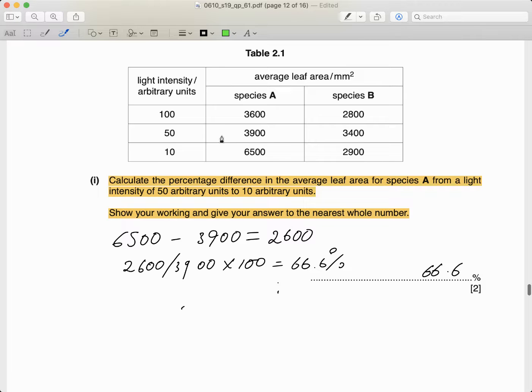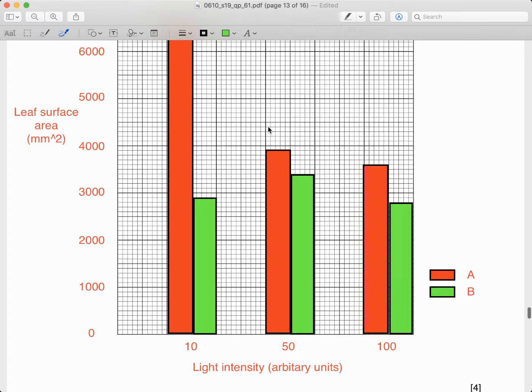Speaking of the axes, we always plot the independent variable on the x-axis and the dependent variable on the y-axis. You should be familiar with those terms: the dependent variable is what we are measuring. In this case, we're measuring the leaf area in millimeter squared, whereas the x-axis is going to be the independent variable. So what are we changing, and as a result, what are we measuring? What we are changing is, of course, the light intensity, and then we're checking what the average leaf area is, which is therefore the dependent variable. So we're going to plot the x-axis as the light intensity, and we're going to give it categories. We're going to go for 10, 50 and 100 arbitrary units, and make sure you title that axis properly.